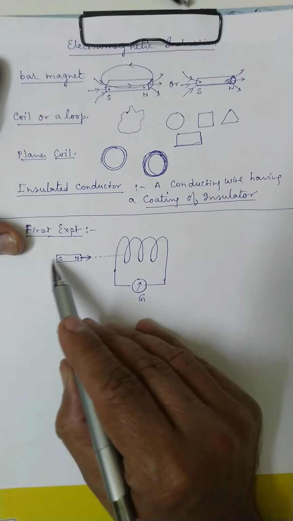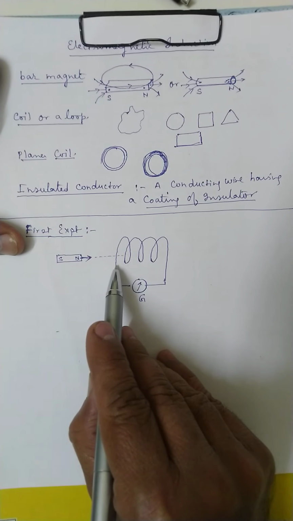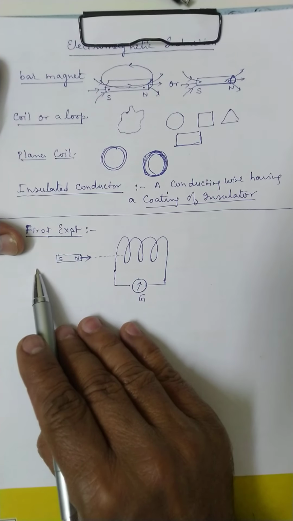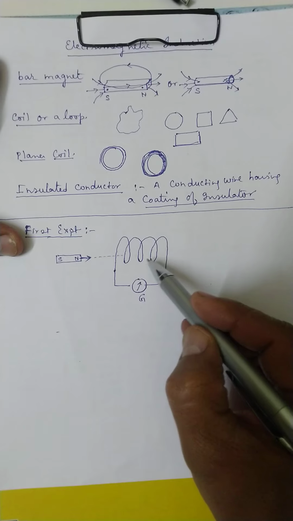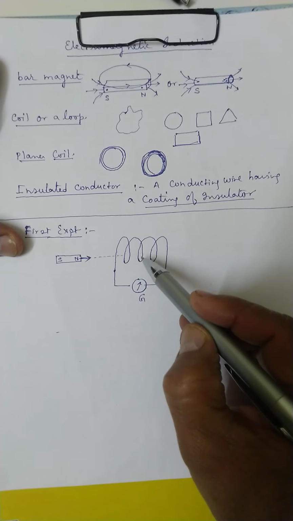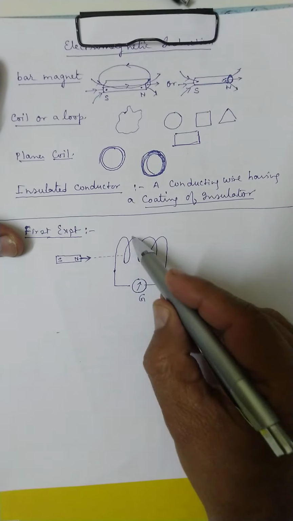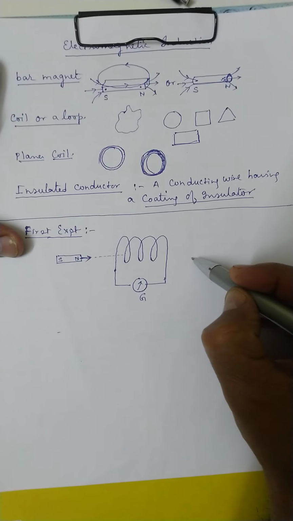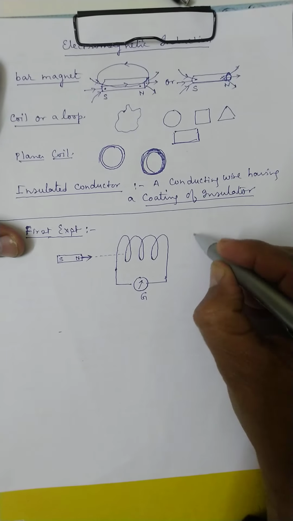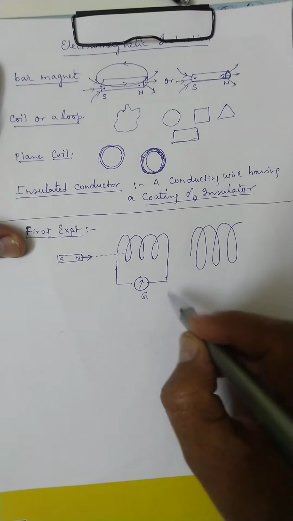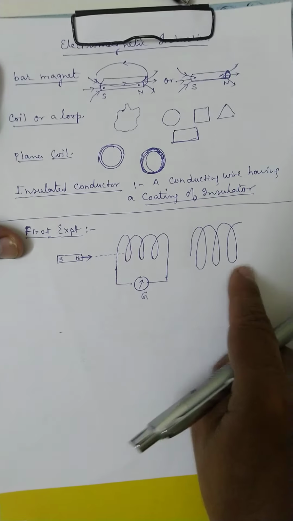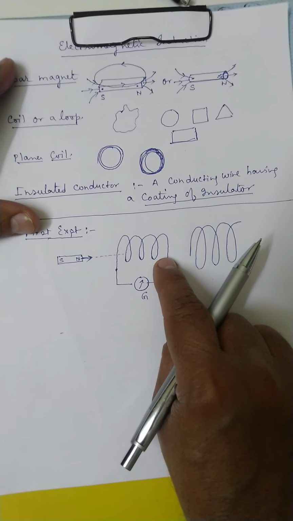Secondly, I can change the direction of its movement, meaning the north pole is moving towards the coil, or the north pole is moving away from the coil. I can change the number of turns in the coil by taking different coils. I can change the area of the coil, that is, I can make a larger area, see, like this. This will be another type of coil having larger area. I can change the number of turns, I can change the area. At the same time, I can change the resistance of the wire which is used in the coil also.